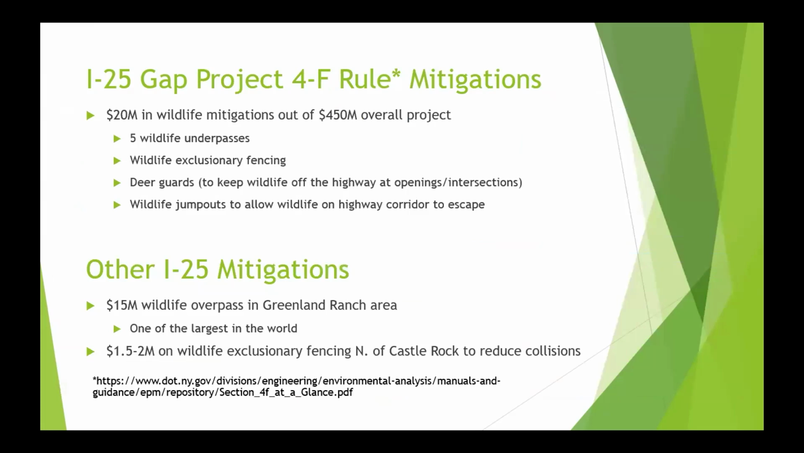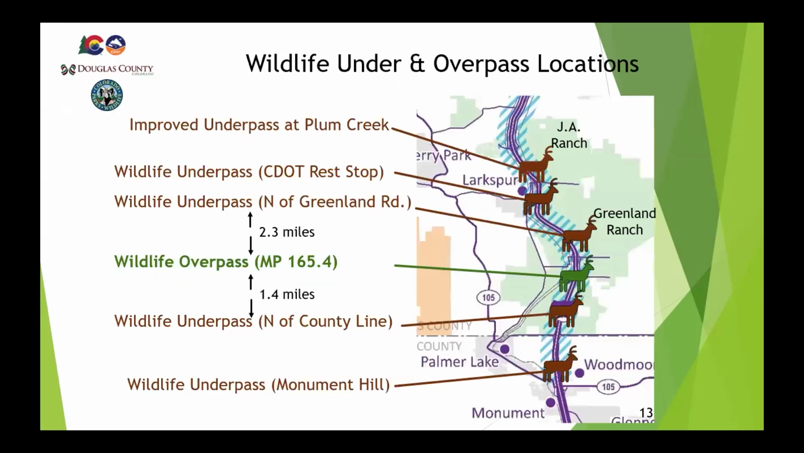Because of that, it was a $450 million project. We got $20 million of wildlife improvements, including 5 wildlife underpasses, exclusionary fencing, and appurtenances. After that, we were able to secure $15 million in funding to build one of the largest wildlife overpasses in the world right in the middle of that project area, and another $2 million CDOT kicked in to do some exclusionary fencing north of Castle Rock approaching Denver, where you're having just too many vehicle collisions up there.